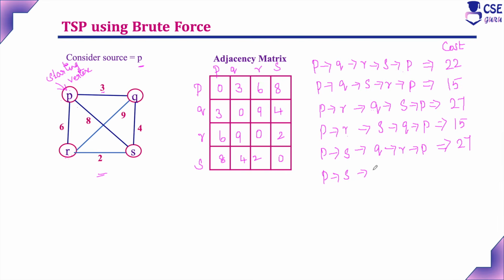Next P to S, S to R, R to Q and Q to P. And for this cost, if we are considering P to S 8, S to R 10, R to Q 19, Q to P 20. So here the cost is 22.